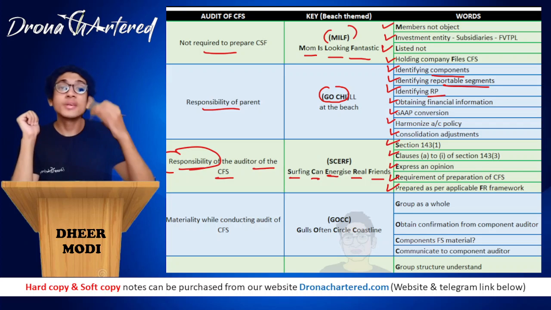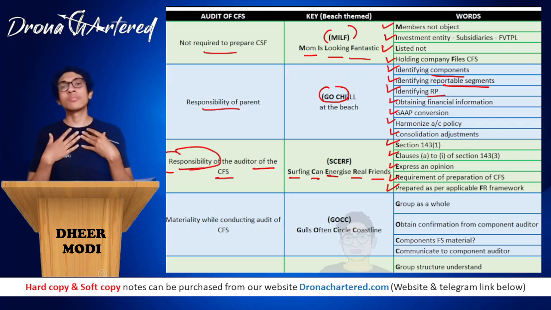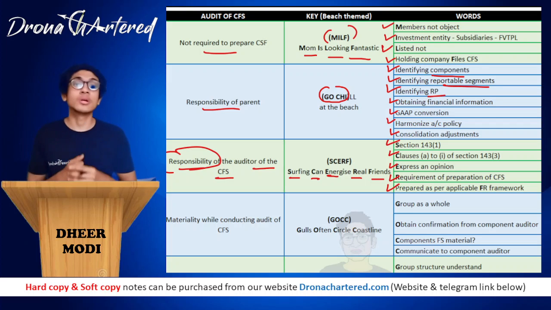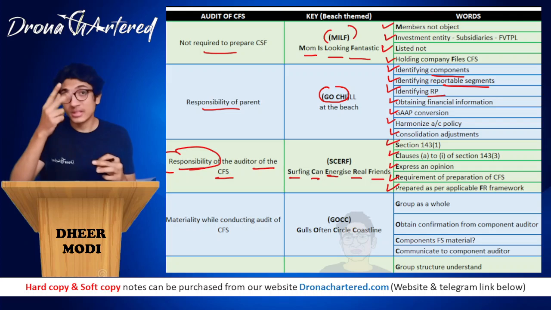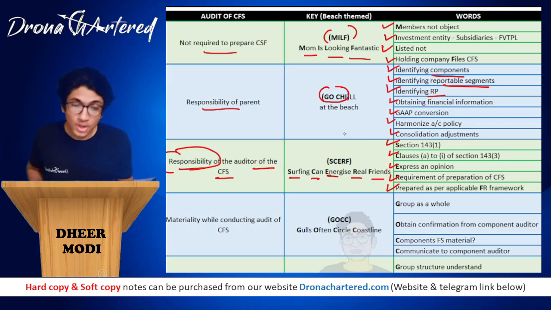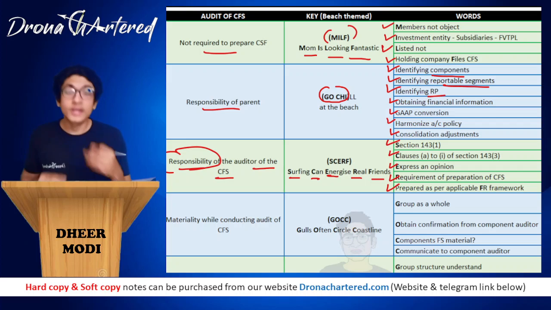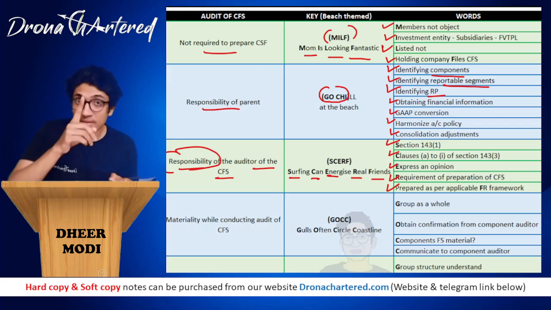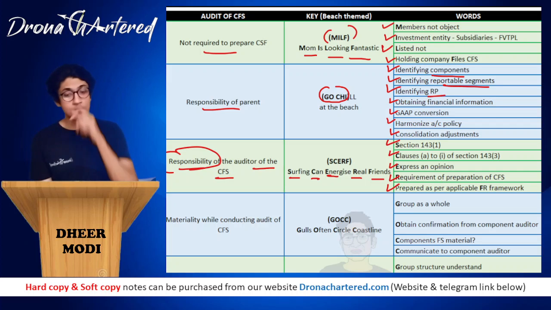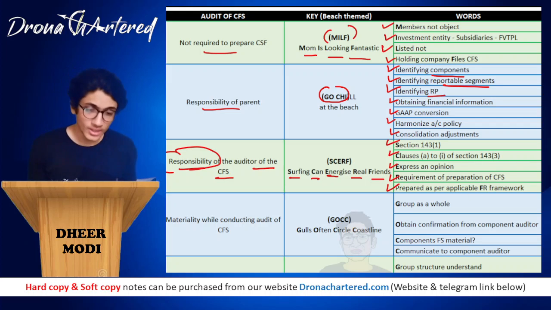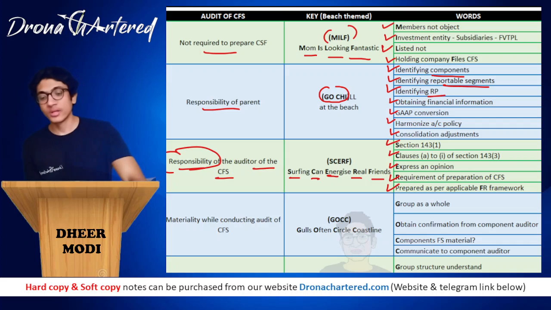Okay, so surfing can energize real friends. It is your responsibility to take your friends for surfing. So surfing can energize real friends. First two are sections. Then E was your express an opinion. With R, it was requirement for preparation of CFS. That was your point number 1. And with F is your financial reporting framework, that is prepared as per applicable financial reporting framework.